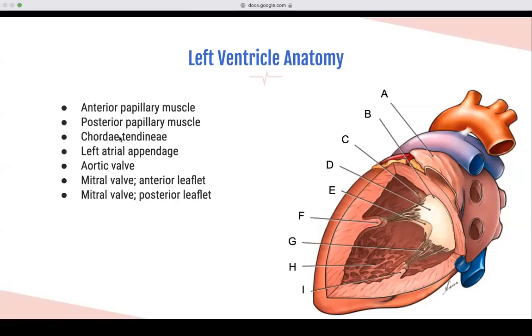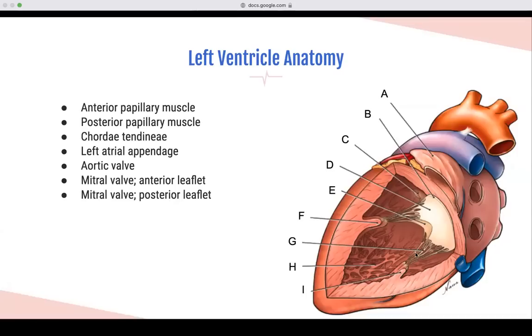Then the chorda tendineae. Okay, so where are the chorda tendineae here? G. Yeah. And what's another name for the chorda tendineae? Do you know? More of a common name, like what people call it, a non-medical name. No one knows. They call them the heartstrings, or strings of the heart. So that's the chorda tendineae.